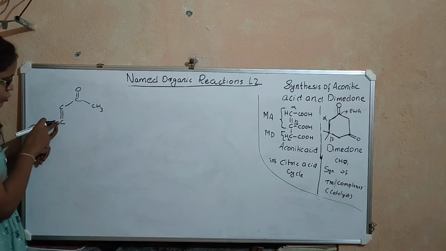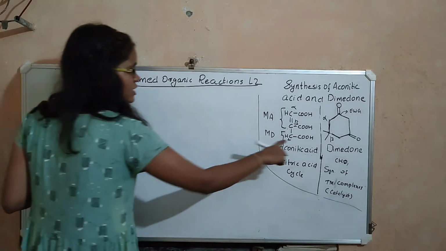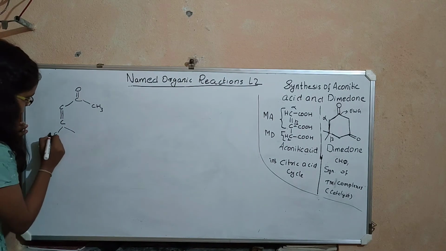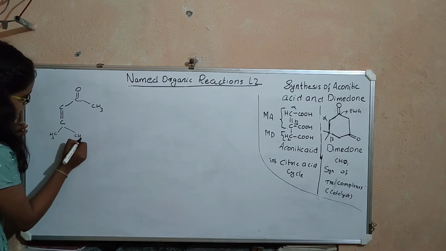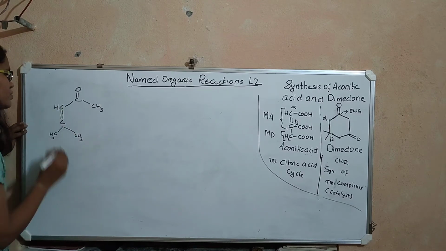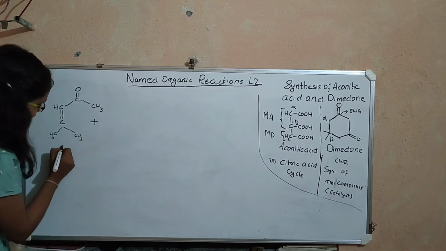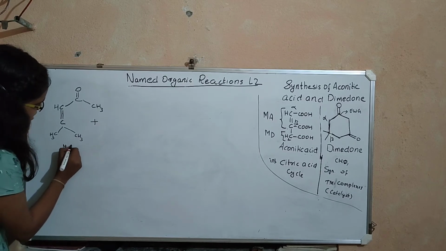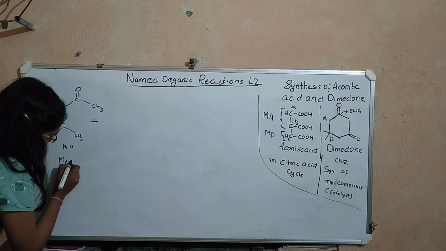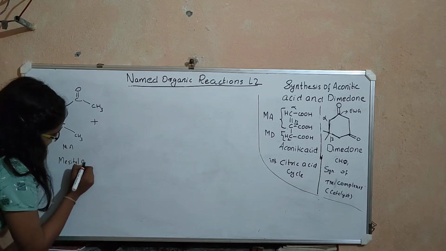There must be a double bond between alpha and beta carbon, and you can see there are two methyl groups on this beta carbon. So you have two methyl groups. And to satisfy the valency of this carbon, I will put one hydrogen here. So this is your Michael acceptor. Actually this is a well-known compound and it is called mesityl oxide. Okay. Mesityl oxide.